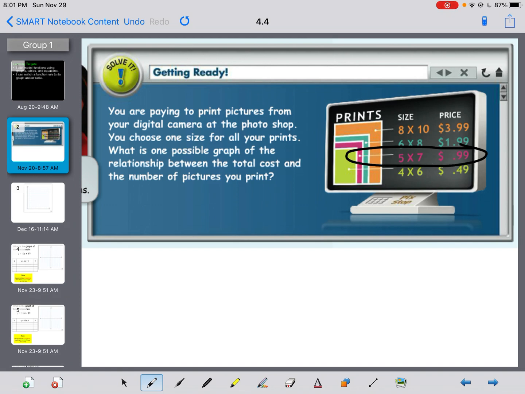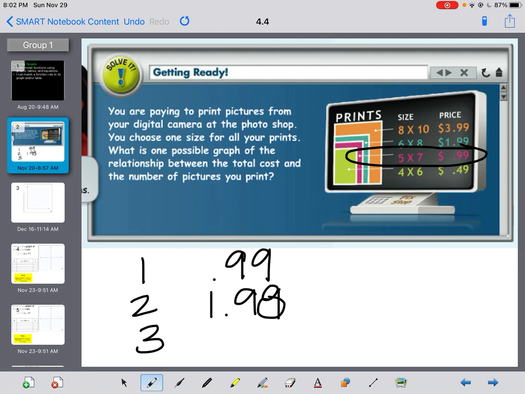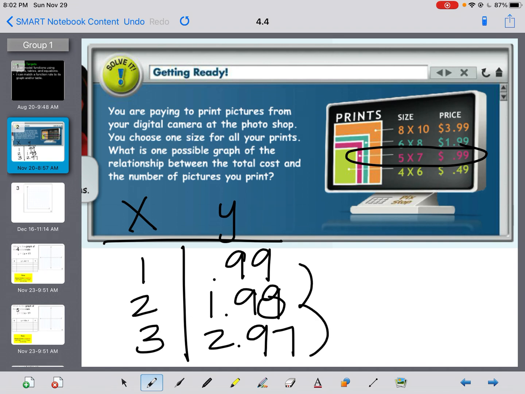Okay, so we're going to need to decide: if I bought one picture, only one print, that's going to cost me 99 cents. If I bought two pictures, that's going to cost me $1.98. If I bought three pictures, that's going to cost me $2.97. Okay, and so on. So if this is like having our XY table, and these are changing by the same amount every time, they're adding 99 cents each time.